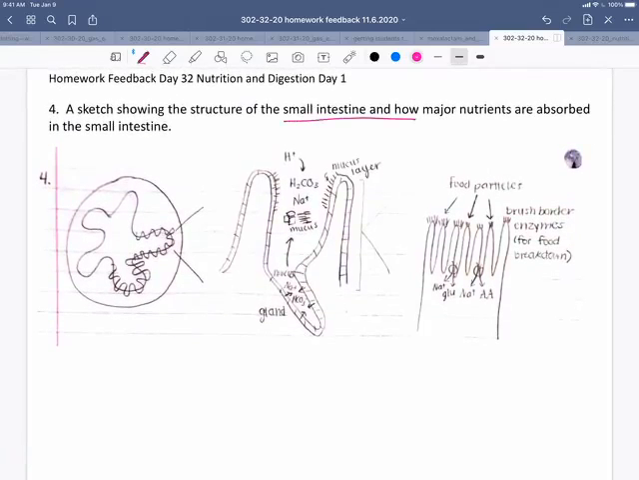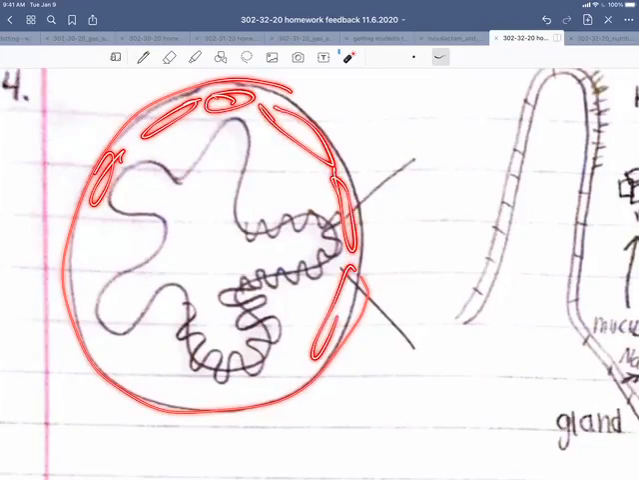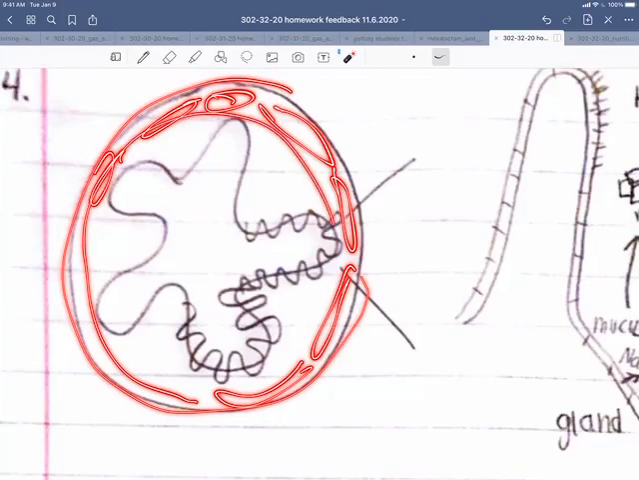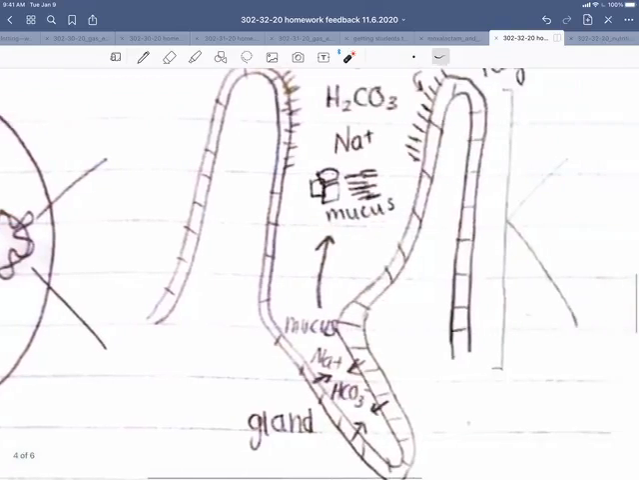Sketch showing the small intestine and how major nutrients are absorbed. So this is a cross-section of the small intestine. There'd be circular muscles around here, and longitudinal muscles. So here's circular muscles running in a circle around here. There'd be longitudinal muscles. And these are constantly churning to mix your food, so squeezing and relaxing, squeezing and relaxing. And then there's folds, and then folds on the folds, and then microvilli on those.